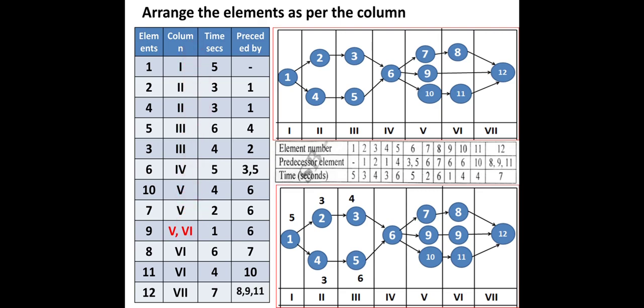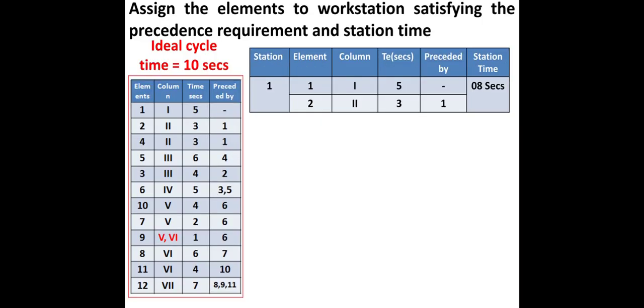Okay, once you finish this, the next step is assigning the elements to the workstation satisfying the precedence requirement as well as station time. Station time is nothing but the ideal cycle time, or cycle time, which is given in the problem definition. For the given problem, the ideal cycle time is 10 seconds. So if you want to start assigning the elements to the workstation, you need to consider the element which does not have any precedence constraint. Here I have only one element which does not have any precedence constraint, that is element number 1. I have assigned it first. Okay, so 10 minus 5 is 5 seconds. Another 5 seconds I can accommodate here.